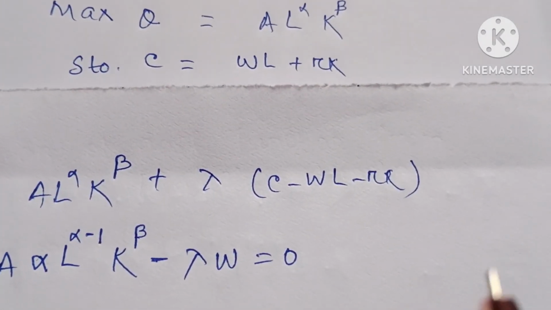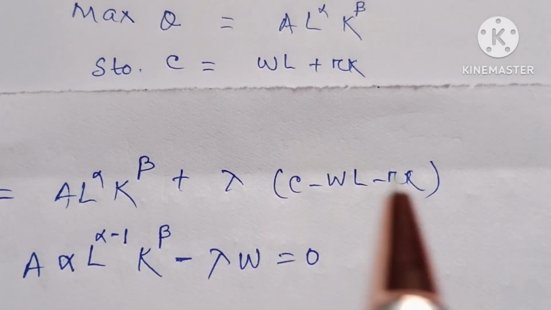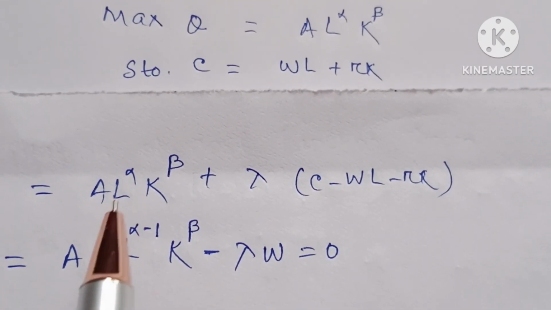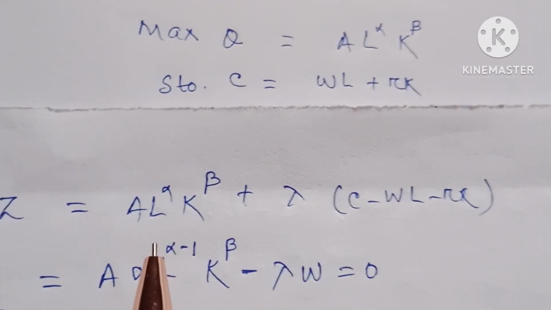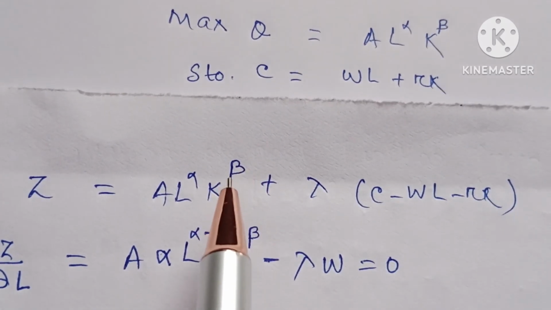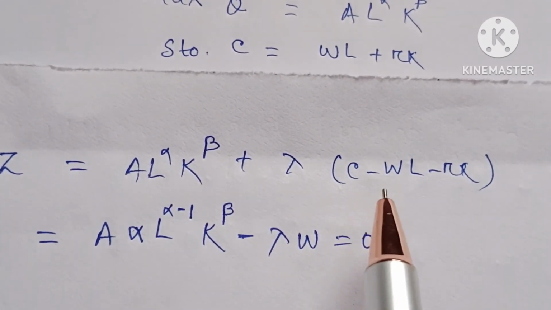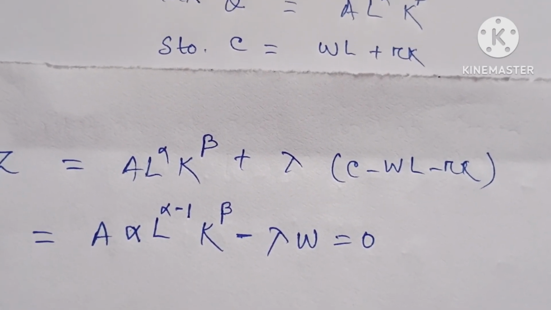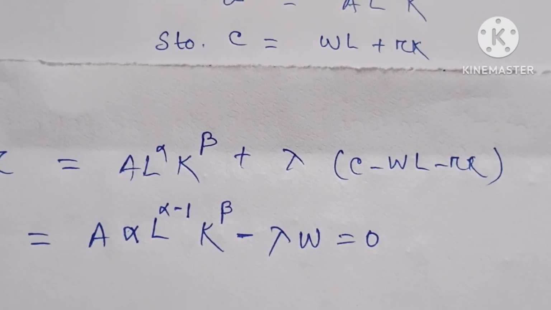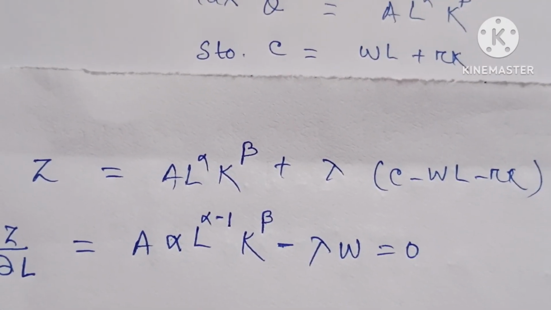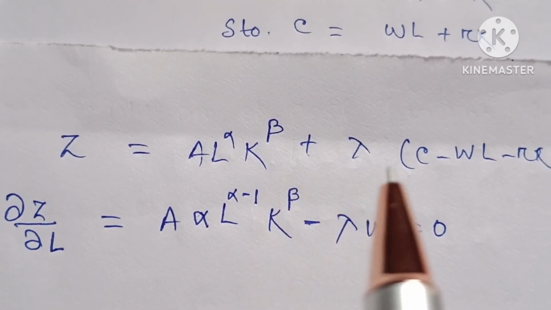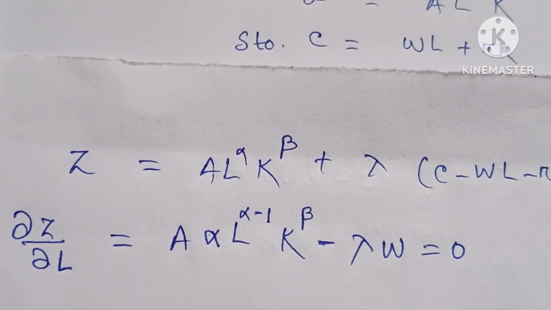And then multiply it with the Lagrangian multiplier lambda, that is λ(C - WL - RK). Then we form the composite function by adding the objective function. So now the composite function Z becomes A L^α K^β + λ(C - WL - RK). Now the first order condition for maximization is to find the first derivative of the Lagrangian function Z with respect to all variables, that is with respect to L, K, and λ, and then set equal to 0.